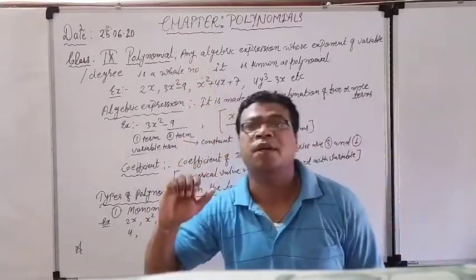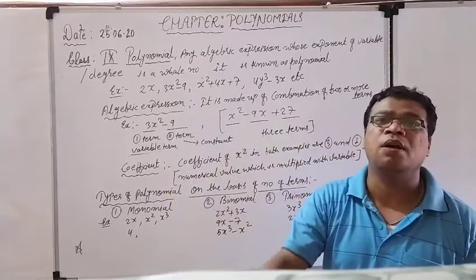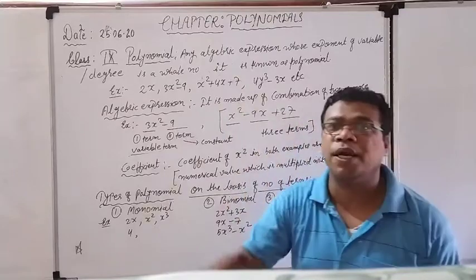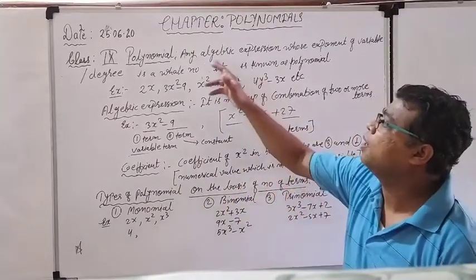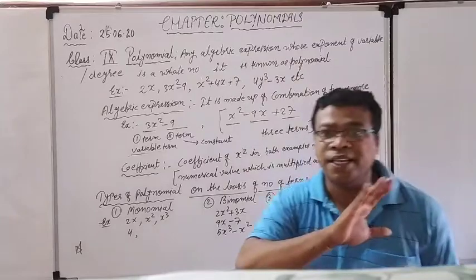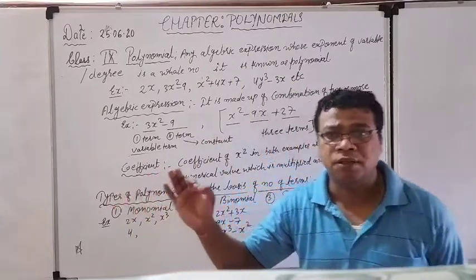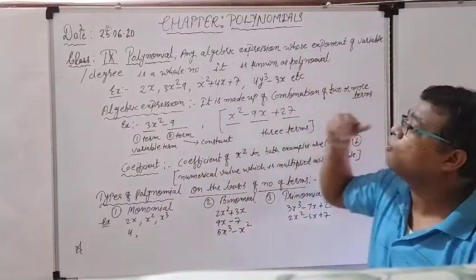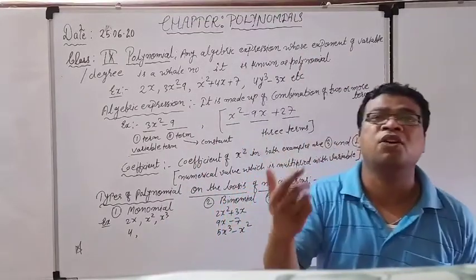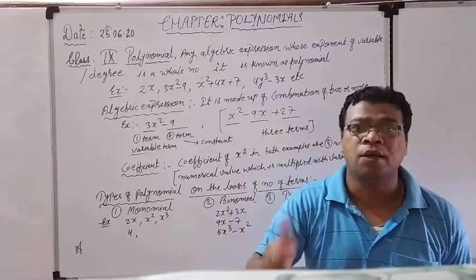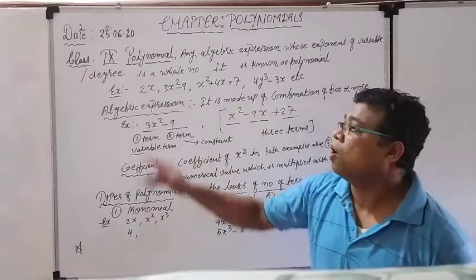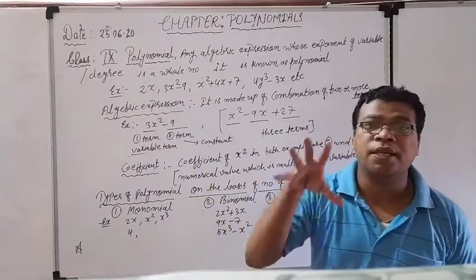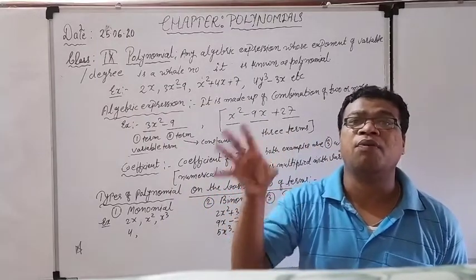So first, polynomial. Without wasting time, we are just coming to the matter. What is a polynomial actually? A polynomial is an algebraic expression whose exponent of variable, what is the meaning of exponent? Exponent means power. The power of the variable, which is also known as the degree. What is the degree here? The highest power of the variable.